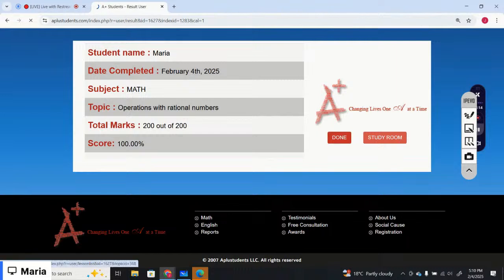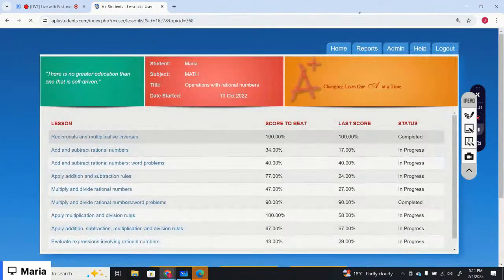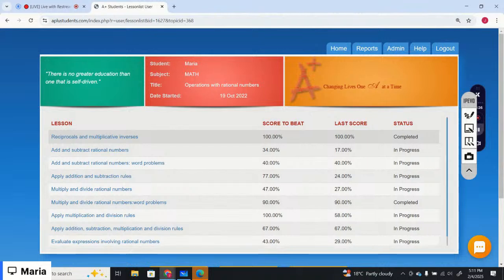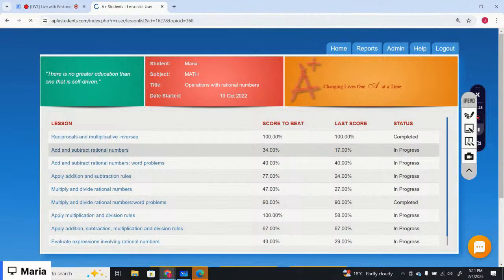Okay, we are done with the lesson. Let's just move on to the next lesson. The next lesson is add and subtract rational numbers.